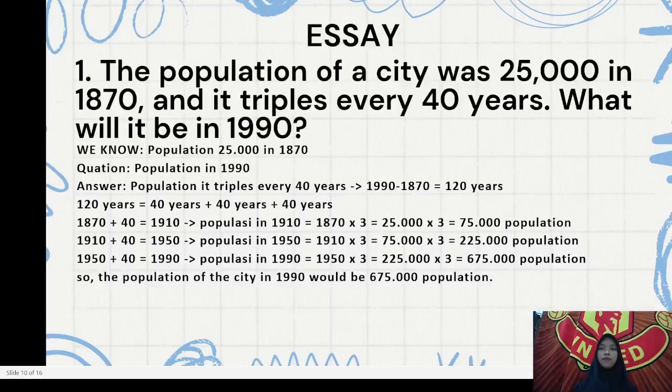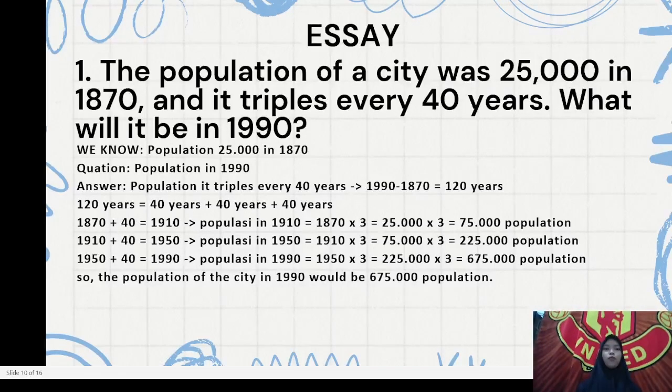1. The population of a city was 25,000 in 1870 and it triples every 40 years. What will it be in 1990? We know the population is 25,000 in 1870.